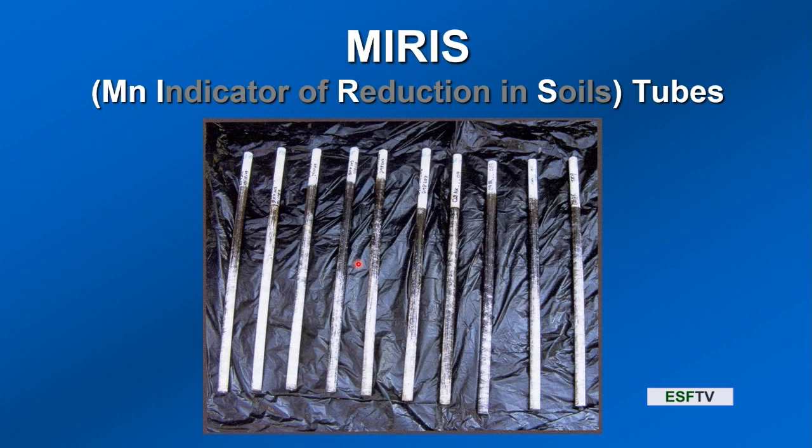Now there's another way to do this with manganese. Manganese also, it turns out, is changed by reduction, so you can do the same thing. If you paint a coating of manganese and then reduce it from manganese +4 to manganese +2, it does the same thing. It dissipates. So here's a picture of a bunch of tubes called MIRIS, the Manganese Indicator of Reduction in Soils. Pretty neat.